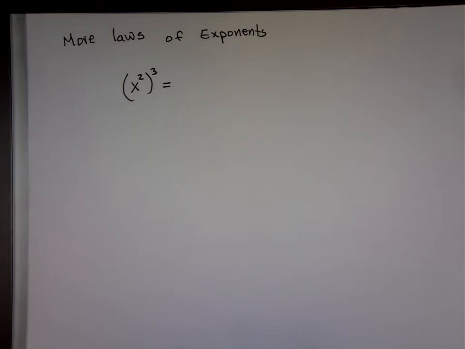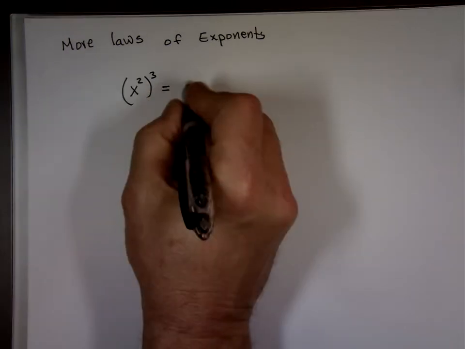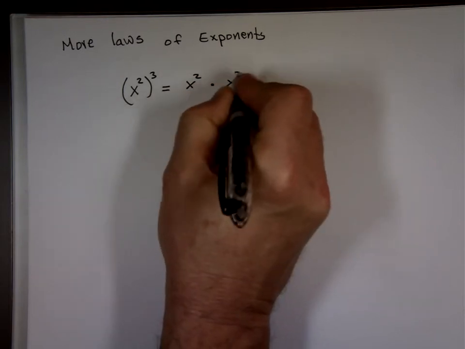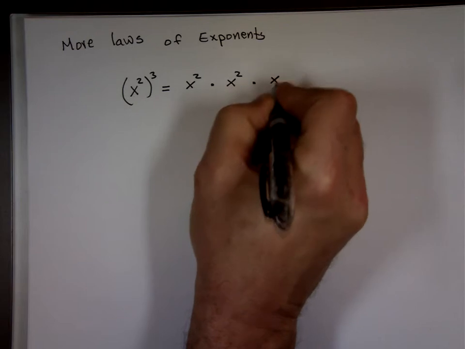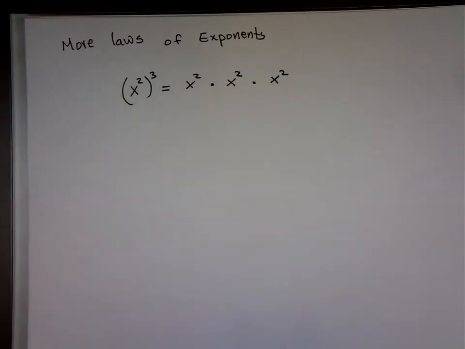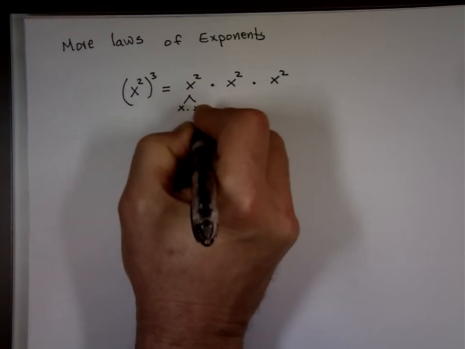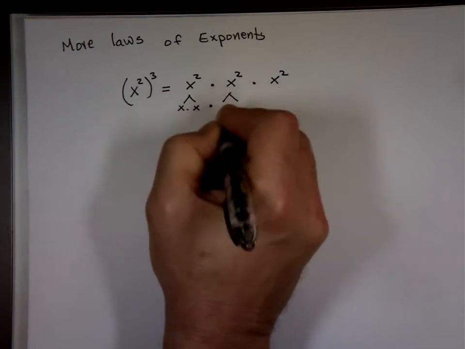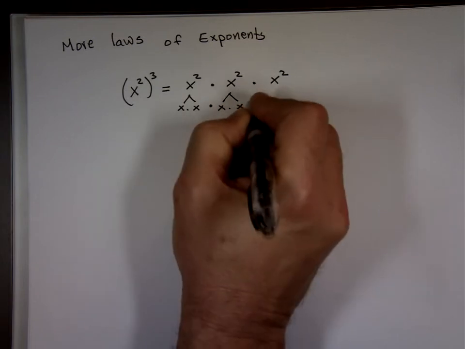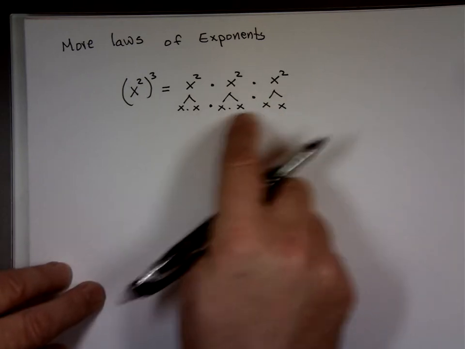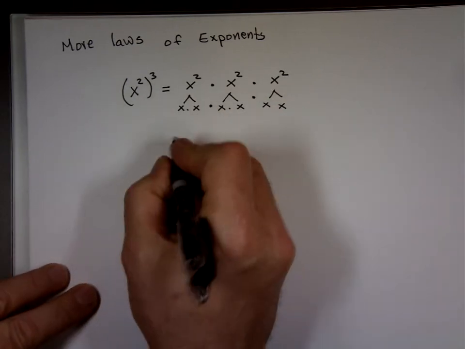Remember, when something is cubed, what does it mean? It is multiplied by itself. So this will be x squared times x squared times x squared. And what does x squared mean? X times itself. X times x. There's the times. This one is x times x. There's the times. X times x. Now when you count how many x's we have here, what do we have? 6 of them.